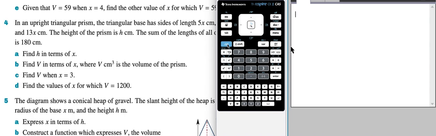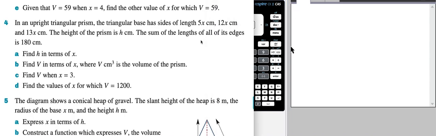It's a triangular base, all right? It's 5x by 12x by 13x. That's the triangular base. If you know Pythagoras, then you know it's a Pythagorean triad. Doesn't matter about the x. It's a 5, 12, 13 triangle, right? So that's why I know it's a triad. Okay, and the height of the prism is h, right?